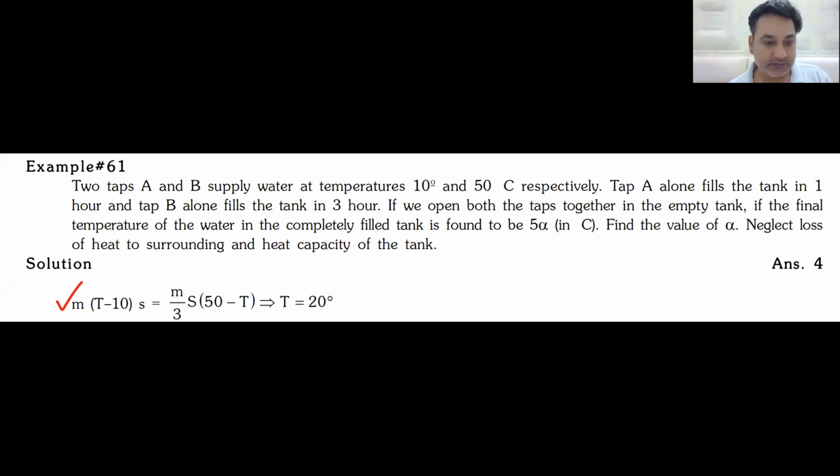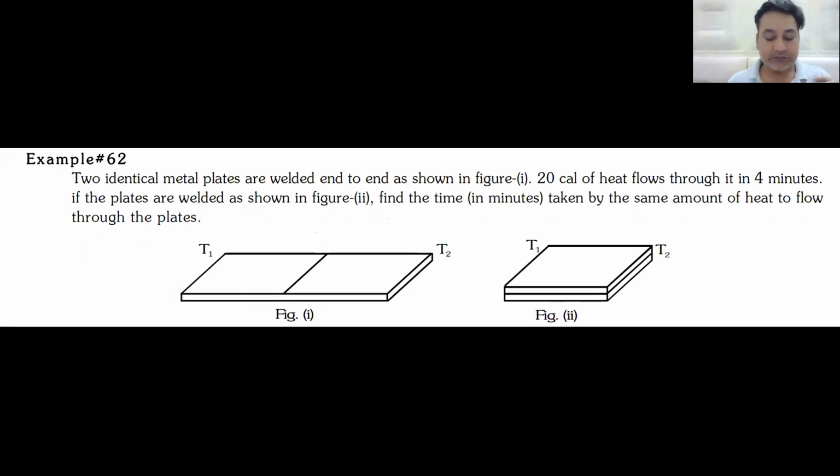Comes another one, again integer type. Example number 62. Two identical plates are welded end to end as shown in the figure. 20 calories of heat flows in 4 minutes. And this is a very common question. Find the time in minutes taken by the same amount of heat to flow through the plates. Now they're welded in a different way. This is a question from heat transfer.